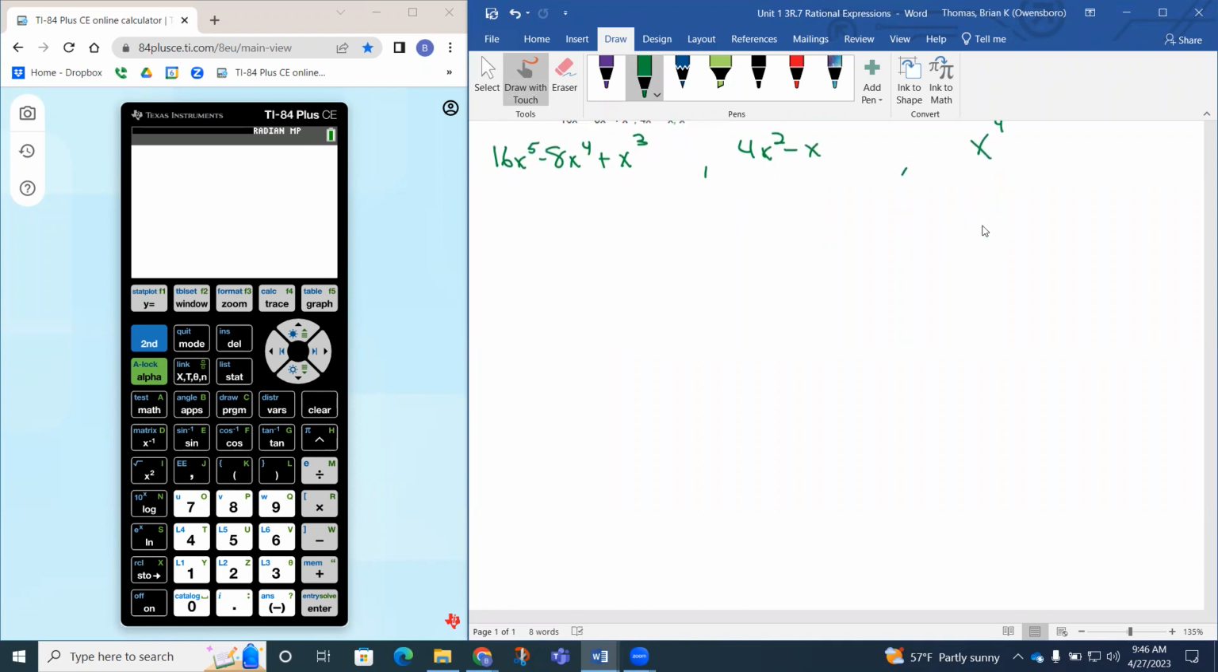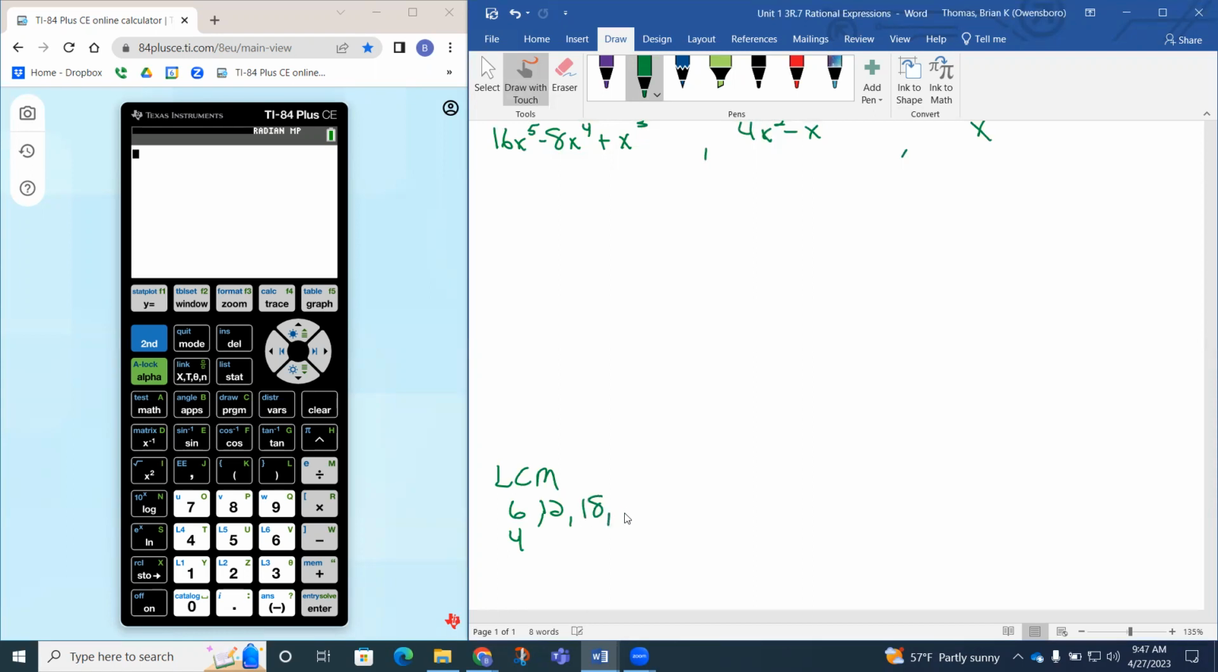Now, as far as least common multiple goes, if I'm looking at, say, 6 and 4, if I want to find the least common multiple of these numbers, you'd have to list the multiples of 6. So 6 times 1 would be 6. 6 times 2 would be 12. 6 times 3 would be 18. 6 times 4 would be 24. 6 times 5 would be 30. So that would be listing your multiples.